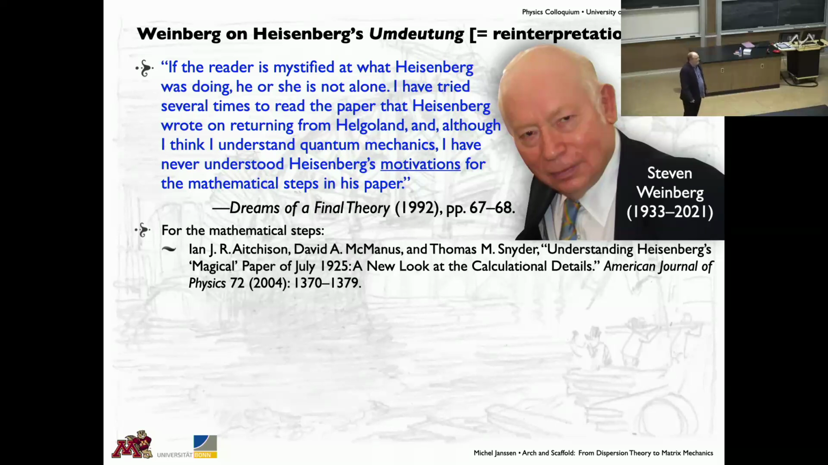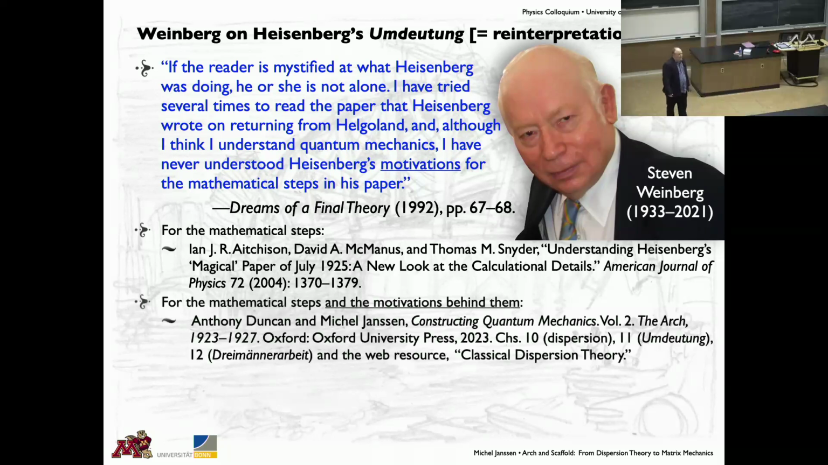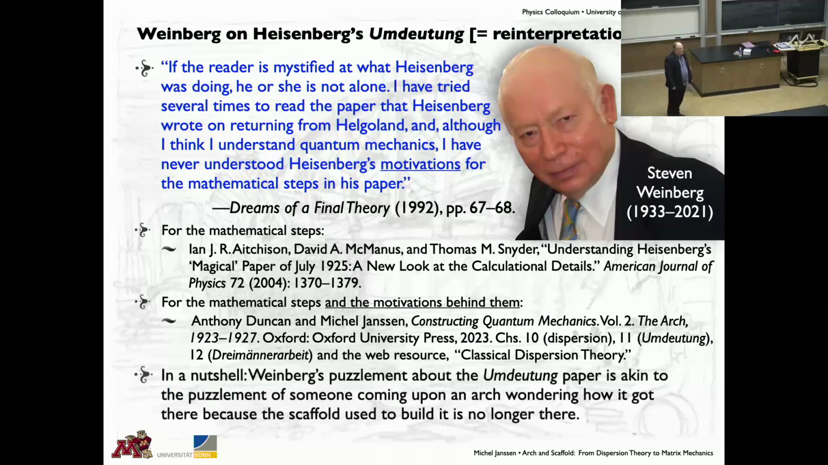And so this is the plug for my book with Tony Duncan. If you want to understand both the mathematical details and the motivations behind them, look at our book. Here are the relevant chapters, and we also have a web resource where we deal in great detail with dispersion theory. The basic idea is that the reason Weinberg was puzzled is similar to the puzzlement that you have when you come upon an arch and you wonder, how did that get there? And the reason you're puzzled is that the scaffold that was used to erect the arch is just no longer there.